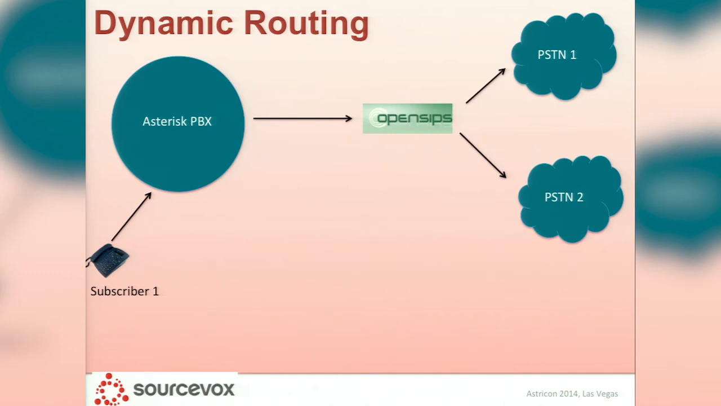If one goes down, the dynamic routing module in OpenSIPS will actually mark that carrier as gone. It will no longer try to send calls to that carrier, and it will send all the calls to PSTN2 until such a point as PSTN1 comes back, and then it will start sending the calls between the two again. It kind of gives you the ability to add that flexibility as you send the calls out.